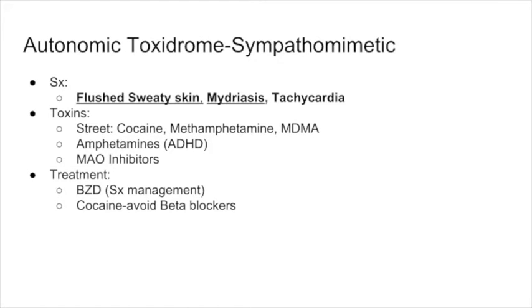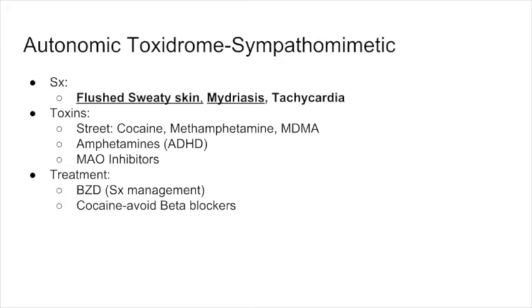Toxins that cause sympathomimetic toxidrome are street drugs like cocaine, methamphetamine, and MDMA. These increase norepinephrine in the synapses. Amphetamine also, which is used for ADHD, and then MAO inhibitors, which inhibit the breakdown of monoamine neurotransmitters like norepinephrine or dopamine. The treatment for sympathomimetic toxidrome is symptomatic management, mainly benzodiazepines. So if you have a patient that's overdosed on cocaine and they're having these symptoms, you give them some lorazepam and they'll calm down. Specifically for cocaine, I want to remind you that you want to avoid beta blockers.